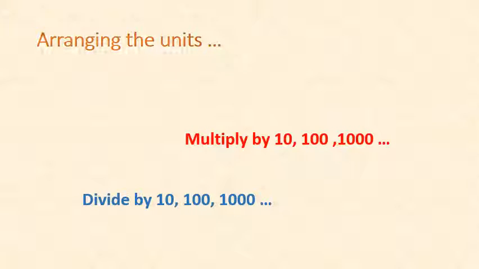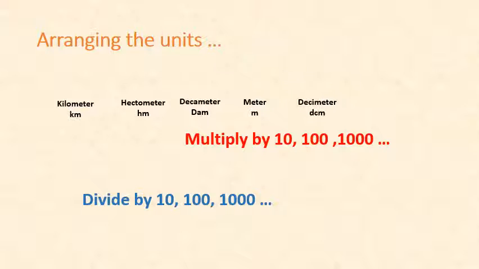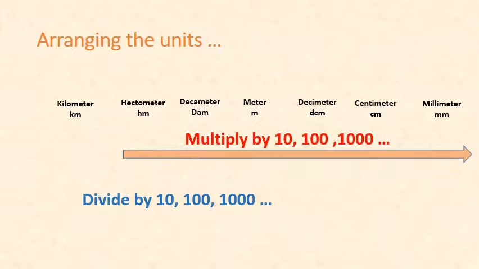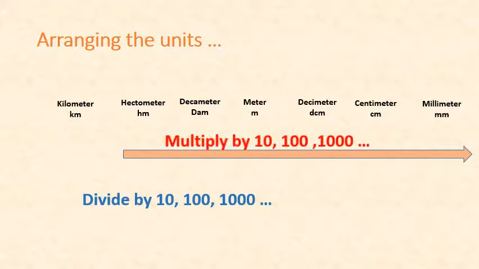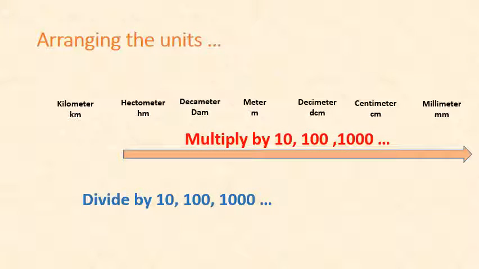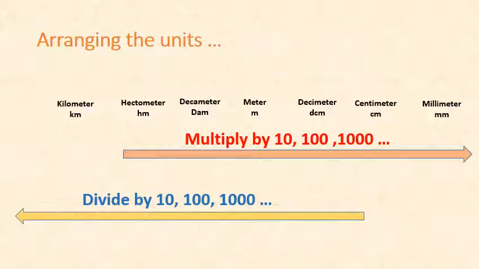Now, arranging the units. First, we have kilometers, then hectometers, then decameters, then meters, then decimeters, then centimeters, and millimeters. So when we are moving to the right, we are supposed to multiply by 10, 100, or 1000. When we are moving in these units to the left, we are dividing by 10, 100, or 1000.